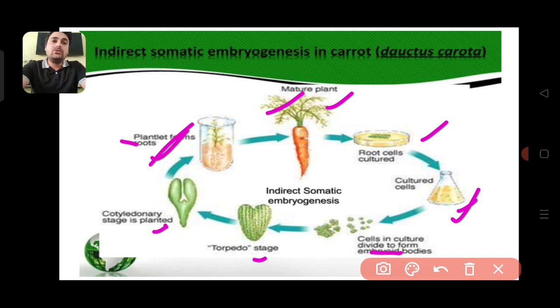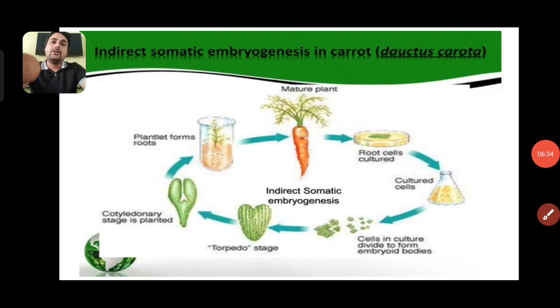So this is indirect somatic embryogenesis, because in this process we are creating a callus and we are going to use a somatic object. That's why we call it somatic embryogenesis, as I have discussed earlier. Come to the next slide.